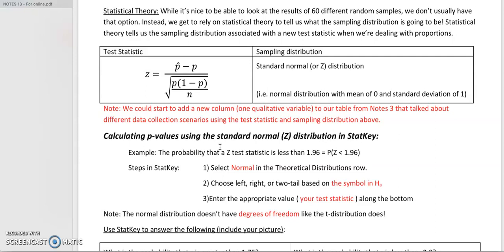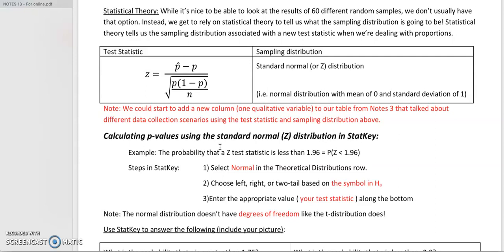And so what we want to do is use statistical theory, use these patterns that other people have already discovered, to help us answer questions in cases where we really do only have that one random sample. And we did something like this before with the age discrimination example. That was what helped lead us into this idea of sampling distributions earlier in the semester. And so we're going to do something very similar here with this idea of studying proportions.